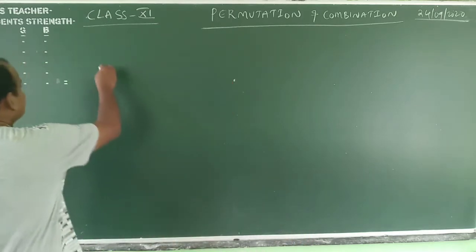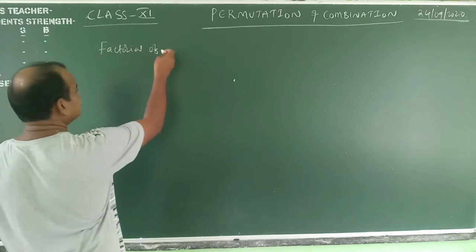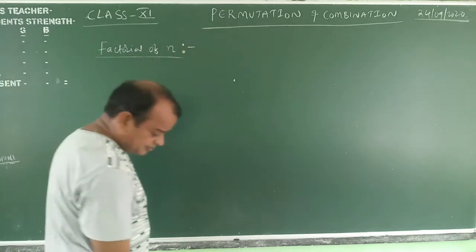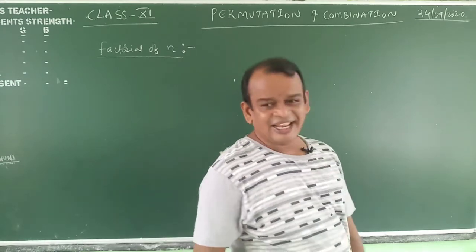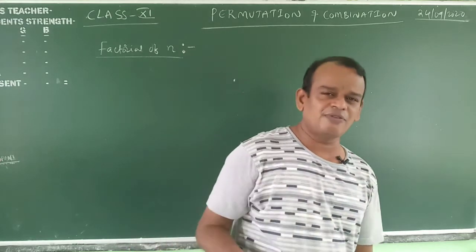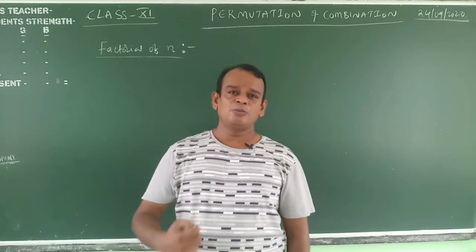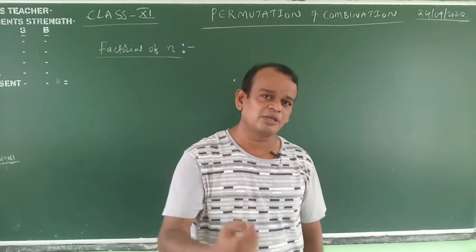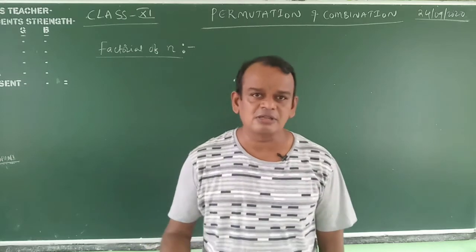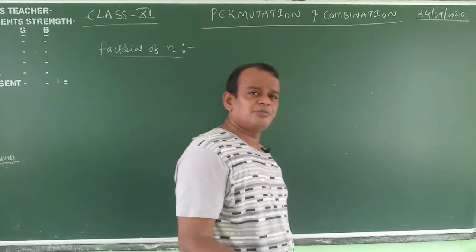Now what is the meaning of factorial of n? You know 10 factorial, 11 factorial, 2 factorial, 0 factorial, 1 factorial, 2 factorial, 3 factorial. What are the values of those? What is the meaning of that? It means the continued product of the n natural numbers. The continued product of the n natural numbers is called factorial of n.